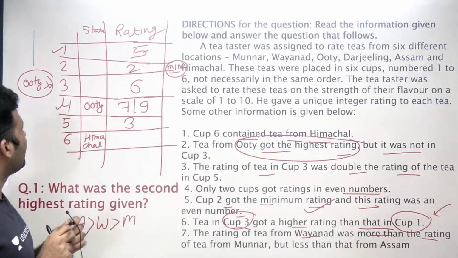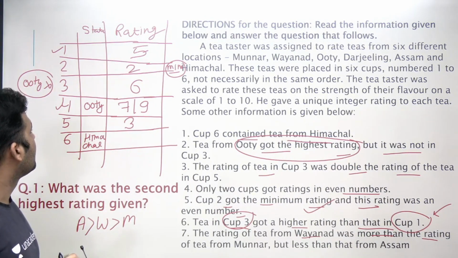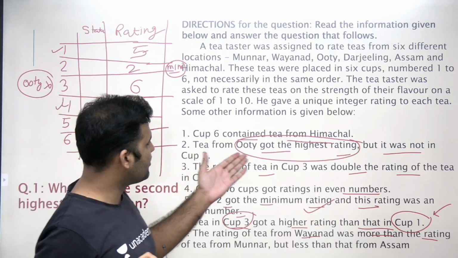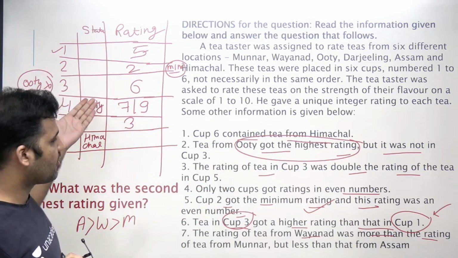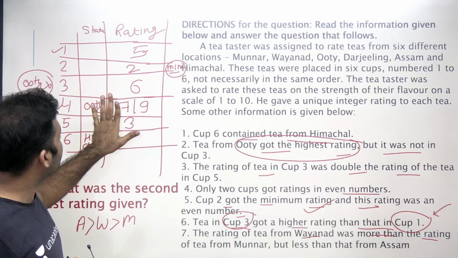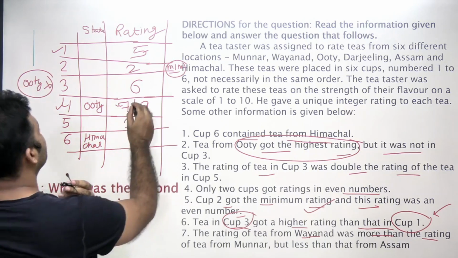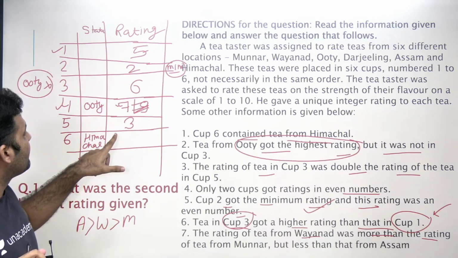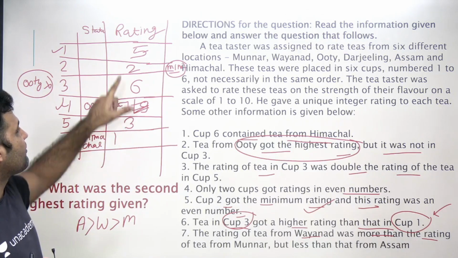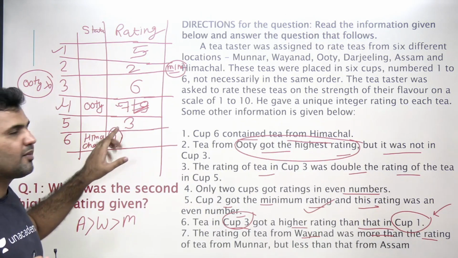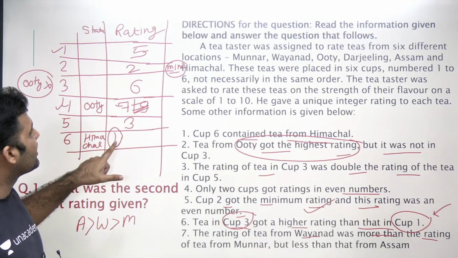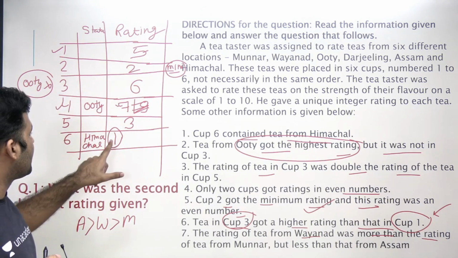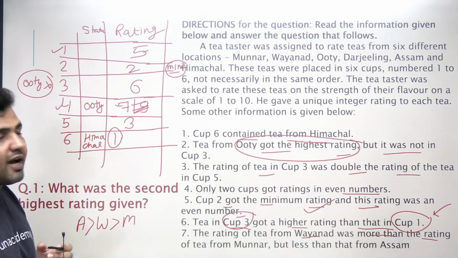Now we are left with Himachal. Let's use the information: the tea from Uti got the highest rating, so it has to be cup number 4, but it can be 7 or 9. If I place a value of 7 here, then for this particular cup I don't have any option left. The options are 1 or 3 and 5, and 3 and 5 are already placed. So the only option left for Himachal is 1, because an even number cannot come here. But 1 cannot come here, because in that case the minimum rating would be in cup number 6, and the minimum rating is already cup number 2. So the only option left for Himachal to have an odd number is 7.